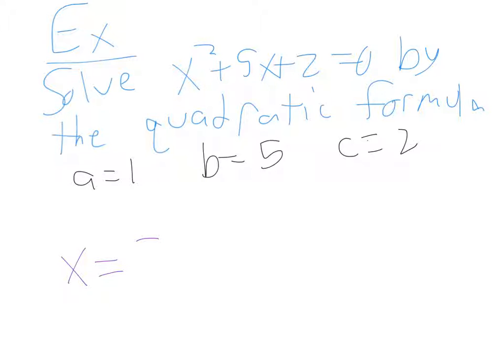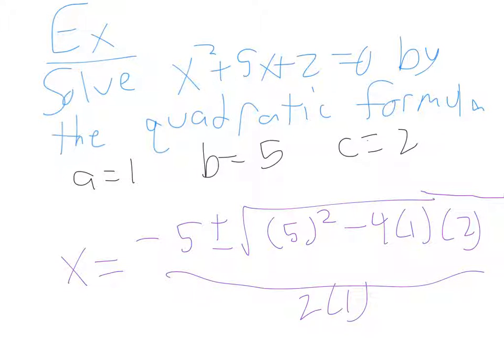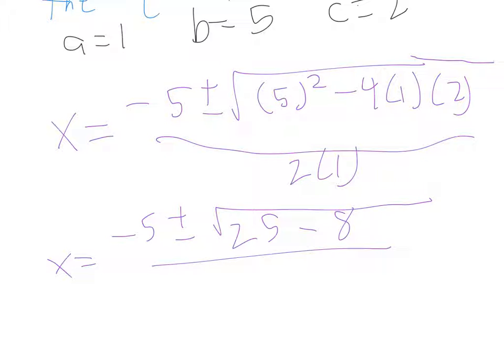Our negative b, or opposite of b. The opposite of positive 5 is negative 5, plus or minus the square root of b squared, so it would be 5 squared, minus 4 times a, which is 1, times c, which is 2, all over 2 times a. x equals negative 5 plus or minus the square root of 25, because 5 squared, minus 4 times 1, which is 4, times 2, which is 8, all over 2 times 1, which is 2.